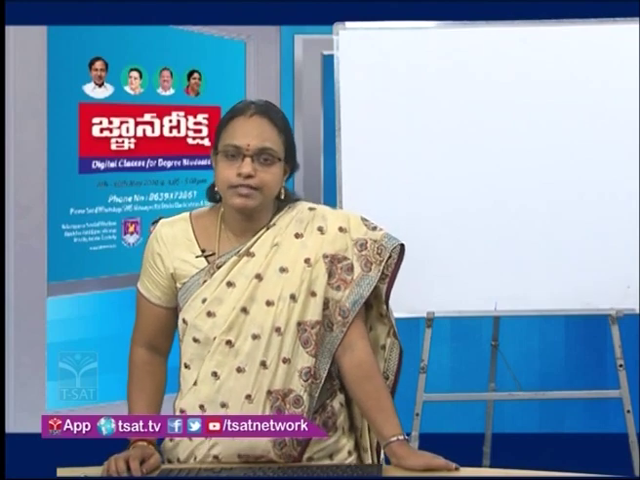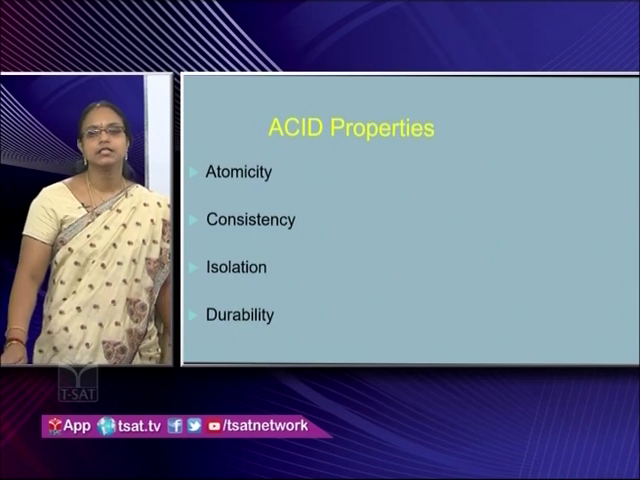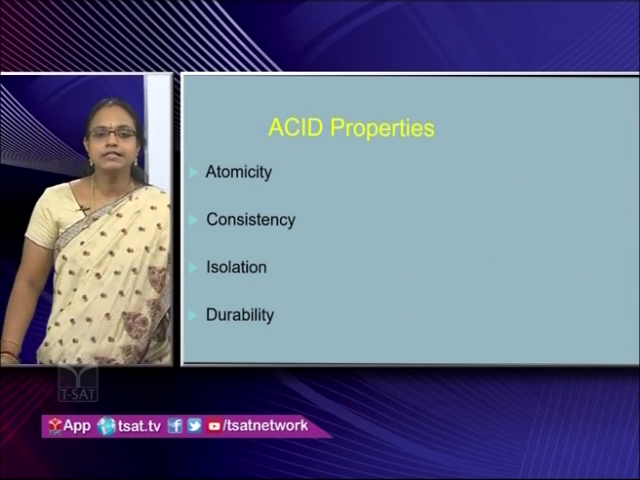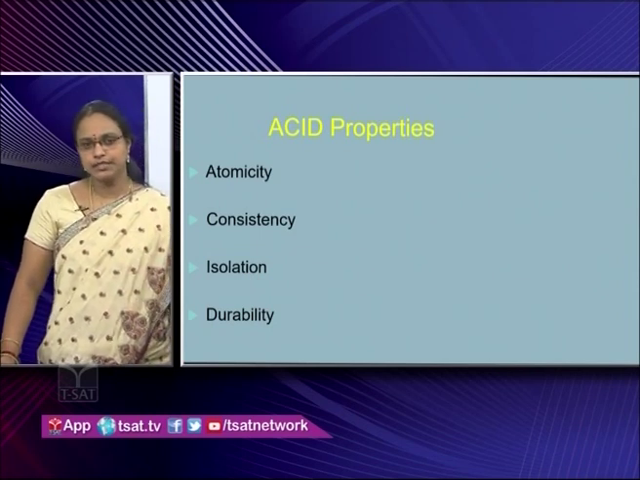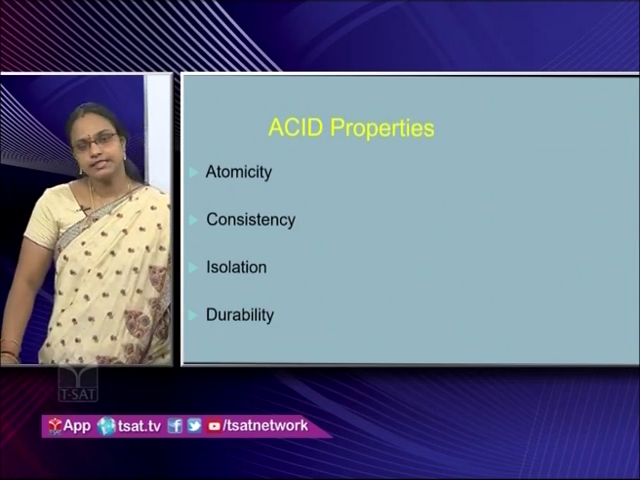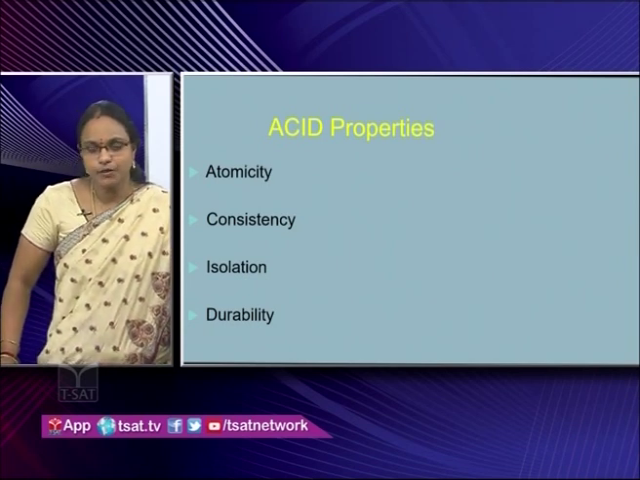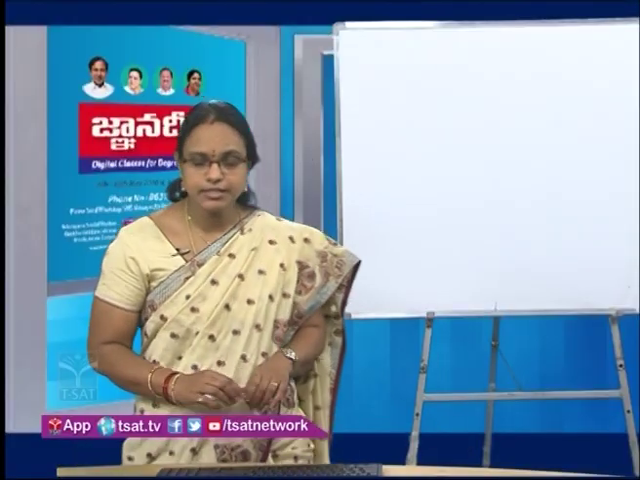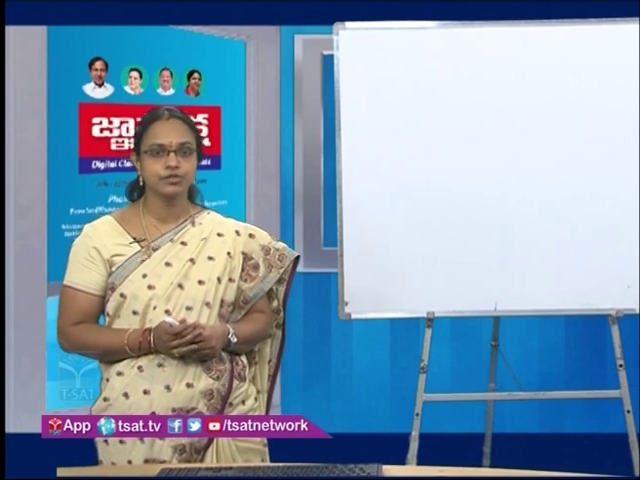There are 4 properties for a transaction, and collectively we call these properties the ACID properties. What are these ACID properties? A stands for atomicity. Atomicity means all the steps of the transaction. How many steps were there in the previous slide? There were 8 steps. All these 8 steps must be executed as one unit, otherwise nothing must execute. It should not be like the first 3 statements of the transaction executed and the remaining statements didn't execute. It should not be like that.